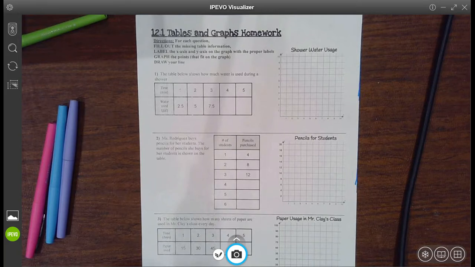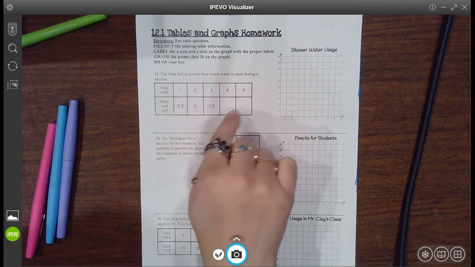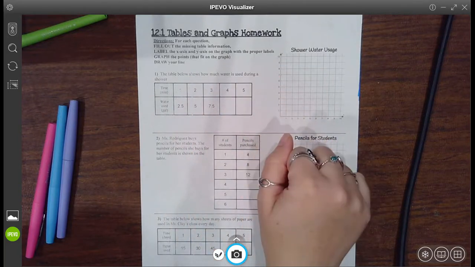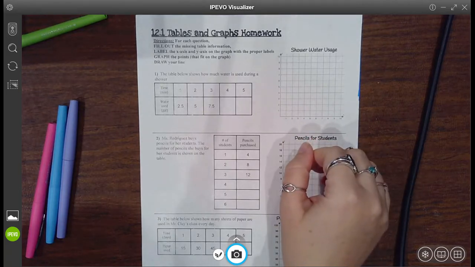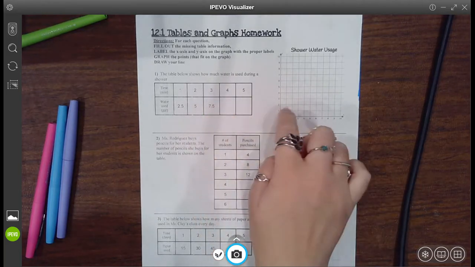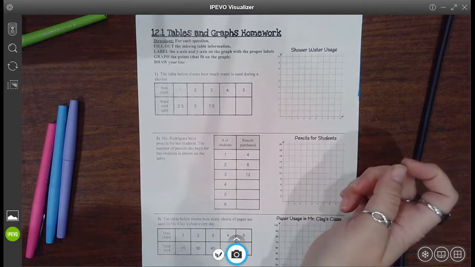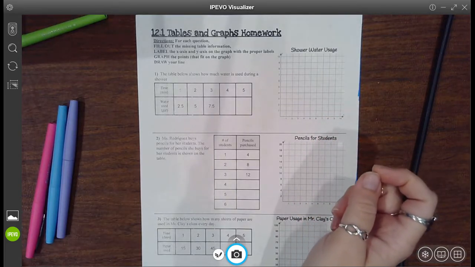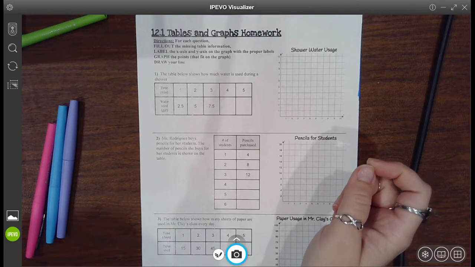Let's go ahead and take a look at what it wants us to do for these first three. It wants you to fill out the missing information in the table, label both the X and Y axis on your graph with the proper labels of what it's talking about, graph each of the points from the table as long as they fit on the graph, and then connect them to draw a line. Okay, so let's go ahead and get started.